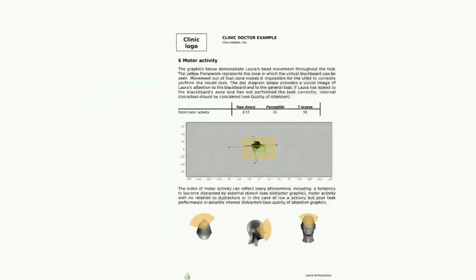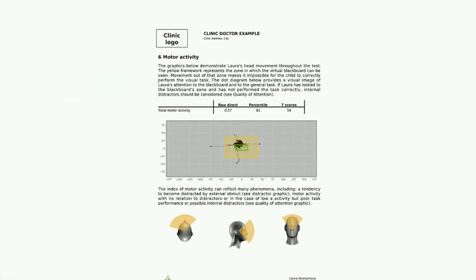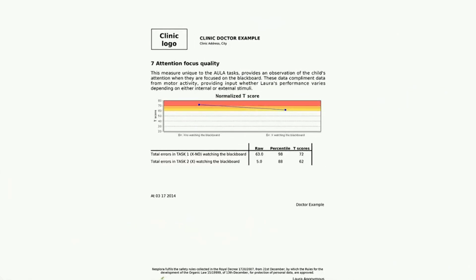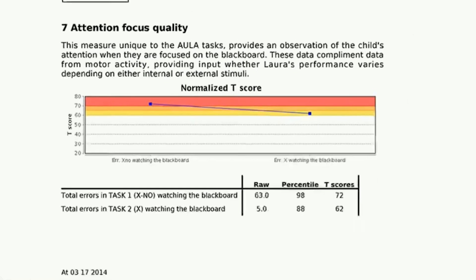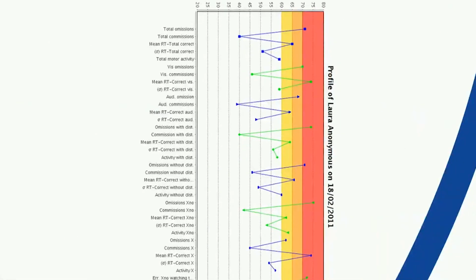In Section 6 of the report, a motor activity image is given. The points the subject looked at over the course of the test are shown there. The green box represents the amount of the image occupied by the blackboard. The yellow square represents the space from where enough of the blackboard can be seen for it to be a full stimulus. The attention-focusing quality lets us observe the execution of the task when the child is looking at the blackboard. This is a good way of knowing if the execution of the task is influenced by external or internal stimuli. On the last page of the report, there is a table summarizing all the scores for the different variables in the test.